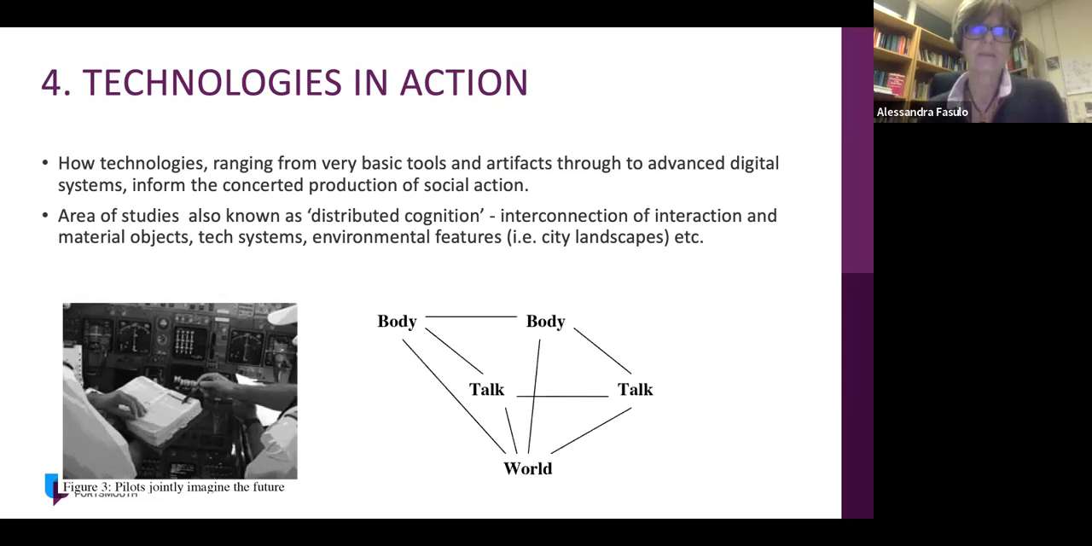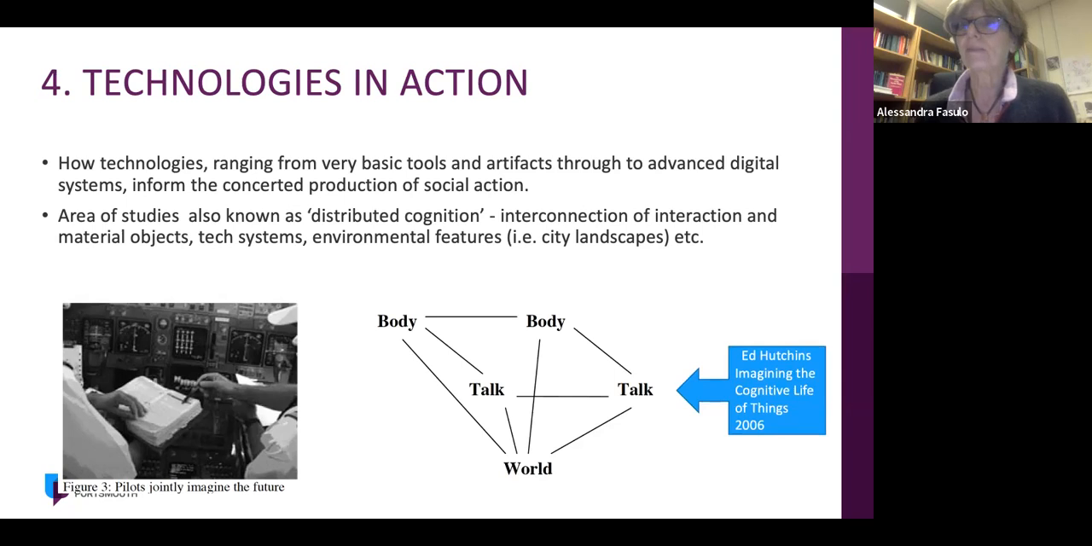So this is Hutchins, one of the first cognitive anthropologists to follow this approach, that describes a complex interaction of body and talk of each separate person, and the bodies of two different persons talking to a different person, and all this in interaction with the world, which puts everyone and everything else in relationship. An inspiring title, Imagining the Cognitive Life of Things. There are PDFs online everywhere of this paper if you're interested.